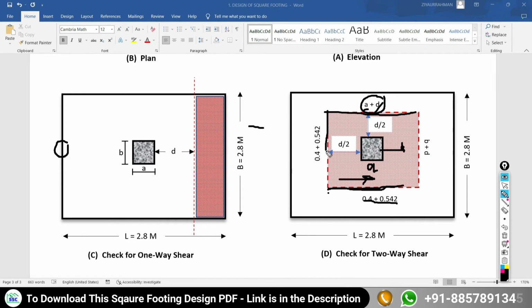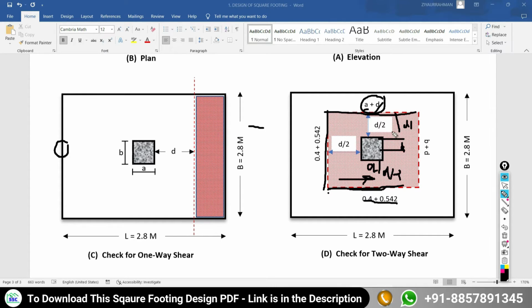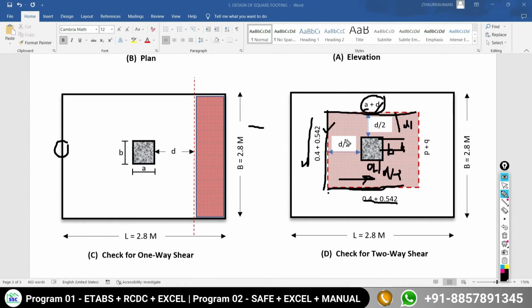Third, along this direction, this is d by 2 and this is also d by 2. So d by 2 plus d by 2 becomes d, and this is the b. Along this direction we say the dimension of the column is b, so it is going to become b plus d. The same calculation applies for this direction also, because your footing is a square footing and your column is also a square column, so you will get the same value in both directions.